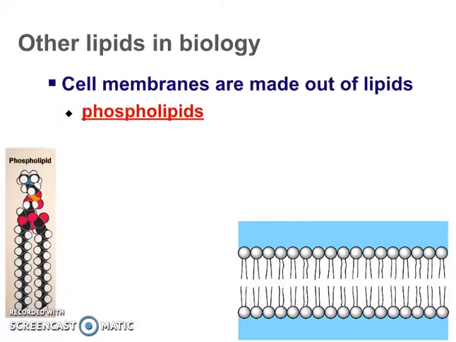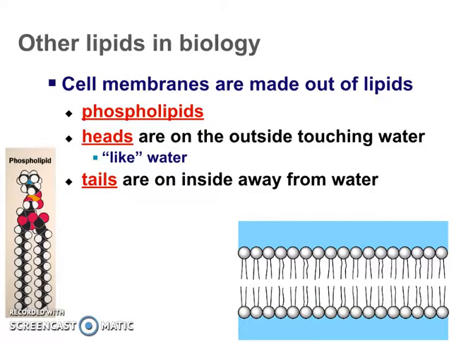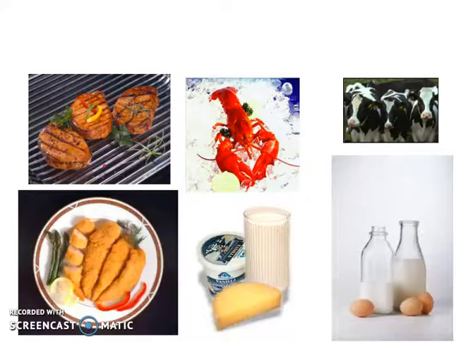Here you have phospholipids, and these are really important for building cell membranes. They have a head that is hydrophilic, they like water, and tails that are actually hydrophobic, so they're water-fearing, so that's the kind of fatty acid lipid part. But these are important because they form this barrier between the inside and the outside of a cell. And we're going to talk a lot about phospholipids and cell membranes later on in the year.